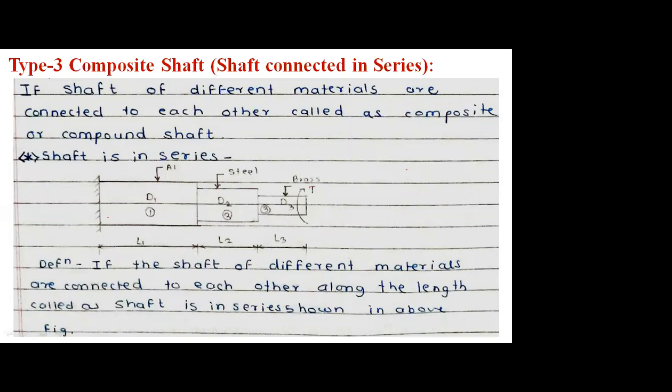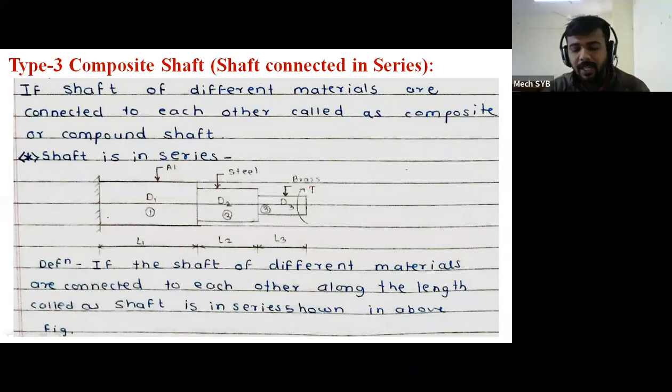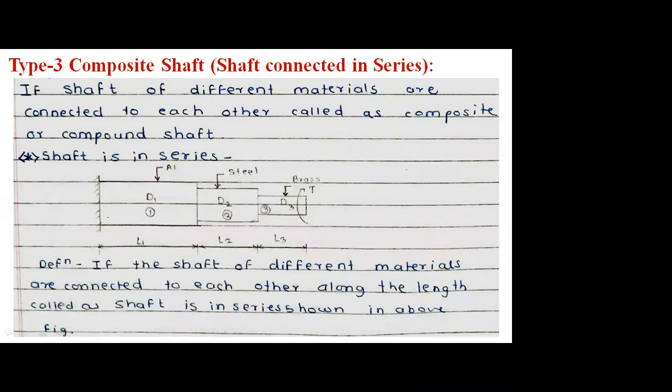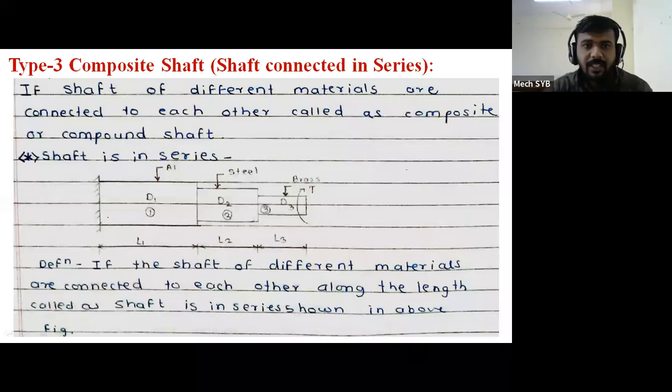Okay, so in the last lecture, we started the last topic of chapter number 4, that is related to the composite shaft. In yesterday's lecture, we discussed what is meant by the composite shaft and the basic definition of shafts connected in series. So once again, I will repeat a few things. What is meant by the composite shaft, that we have discussed in chapter number 1 also? What is meant by the composite material? If more than one material is added together and from that one structure is formed, then that structure is called a composite structure.